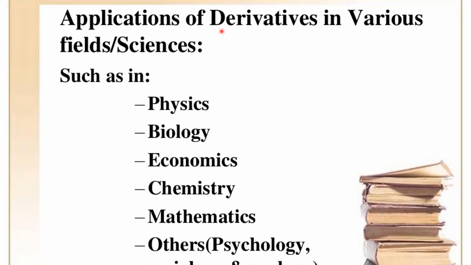See applications of derivatives in various fields of science, such as physics. In physics also we use derivatives. We apply the concept of derivatives in biology, economics, chemistry, mathematics and other science subjects, psychology, statistics. Anywhere we use the application of derivatives concept. Understood?